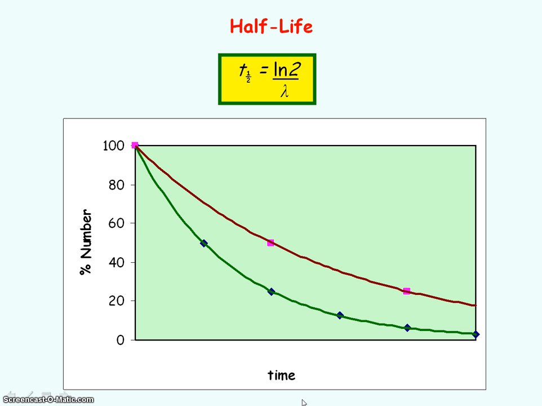So the half-life is inversely proportional to the decay constant. The decay constant represents the fraction of nuclei that decays per unit time. So if we have a fast rate of decay, then that means a large fraction of the nuclei are decaying per unit time. So the decay constant has a large value, and so the half-life will have a small value.